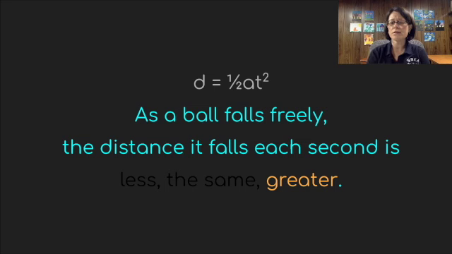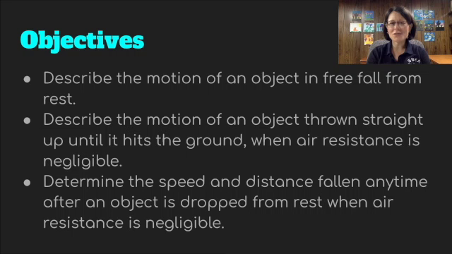So our objectives for these two sections are to describe the motion of an object in free fall from rest, describe the motion of an object thrown straight up until it hits the ground when air resistance is negligible, and to determine the speed and distance fallen any time after an object is dropped from rest when air resistance is negligible. Now, I've started on some of these objectives in the video. We're going to finish these up in class by looking at a couple of problems that we work through together.